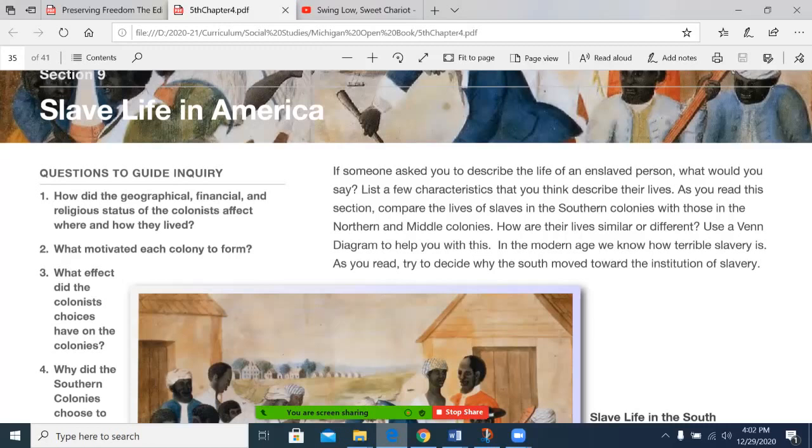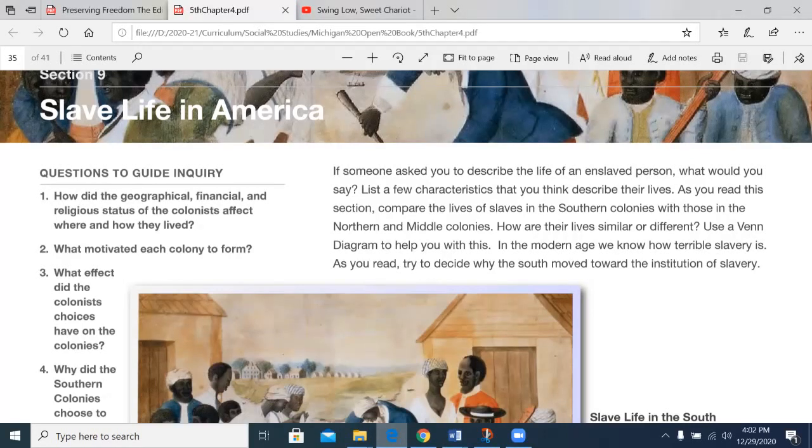If someone asked you to describe the life of an enslaved person, what would you say? In your head, think of a few characteristics that you think describe their lives. As you read this section, compare the lives of slaves in the southern colonies with those in the northern and middle colonies. How are their lives similar or different? You may use a Venn diagram to help you with this.